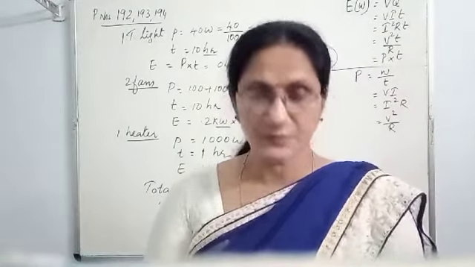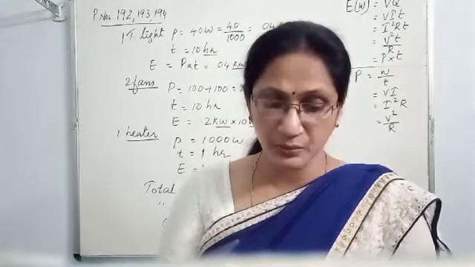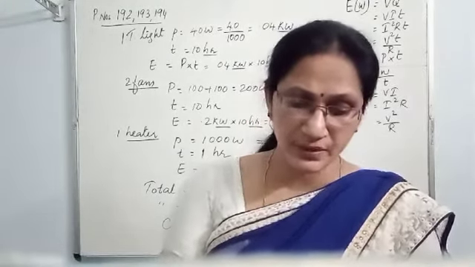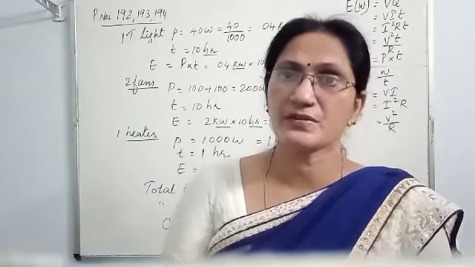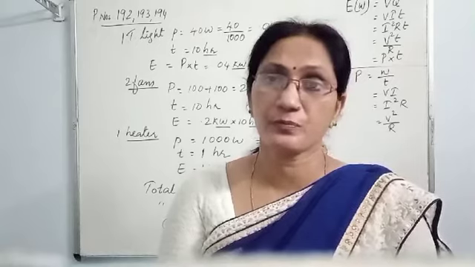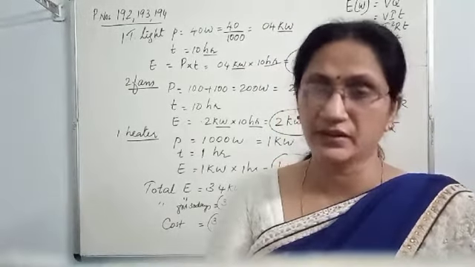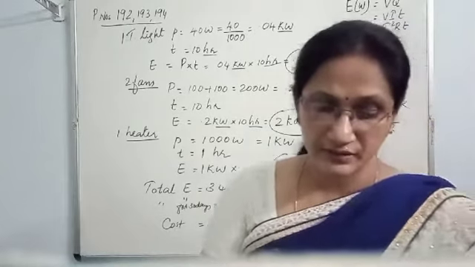This numerical is from page number 192 and the answer printed in your book is wrong. In the last step, the cost of 5 rupees per unit is given, but in the calculation they have used 4.5 rupees. So the printed answer is wrong. 510 rupees is the correct answer.